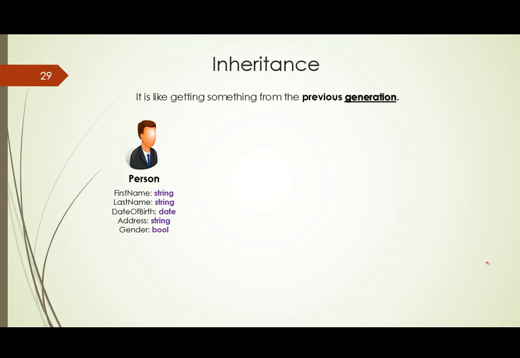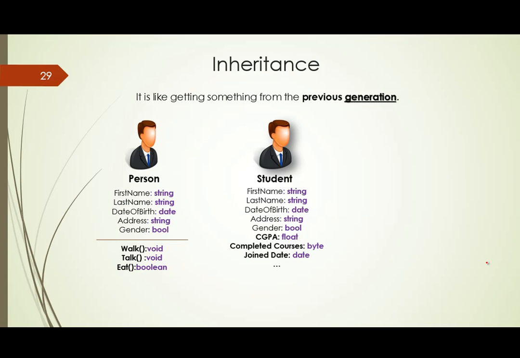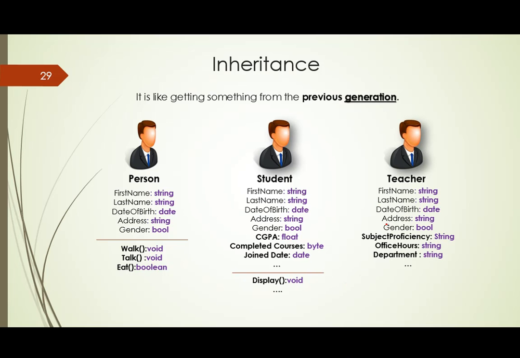We have these properties of a person, and a person could walk, talk, and eat. Let's say a student also has the same type of properties: first name, last name, date of birth, address, gender, something like that. But extra fields: CGPA, completed courses, and so on. And a student also has behavior like display. A teacher also has first name, last name, date of birth, and the method or behavior display. So how can we implement it? We just write the code. So let's see some code.